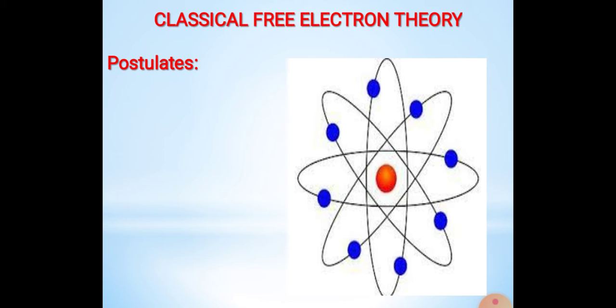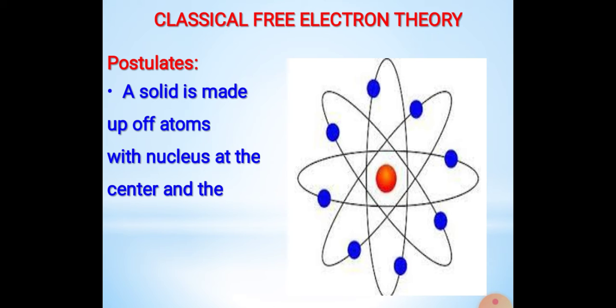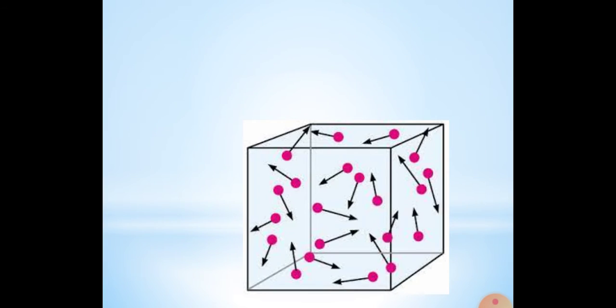If you consider any solid or any material, it is made up of atoms. In this atom, we have the nucleus at the center, represented by the orange color ball, and the electrons are revolving around this nucleus in an orbit. So that's your first postulate. A solid is made up of atoms with a nucleus at the center, and the electrons are revolving around the nucleus. Then we can move on to the second postulate.